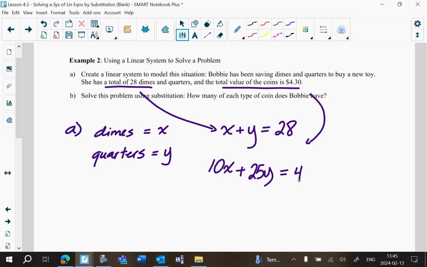Okay? So remember, change to cents. You could have left it as decimal, but then you would have had to express these as decimals. And why bother with decimals? It's easier to work with whole numbers or integers. Okay, we're ready to solve. And we're going to solve this by substitution.